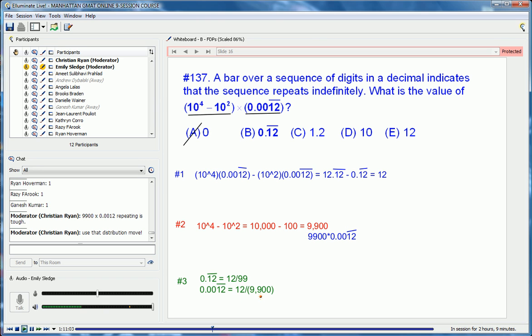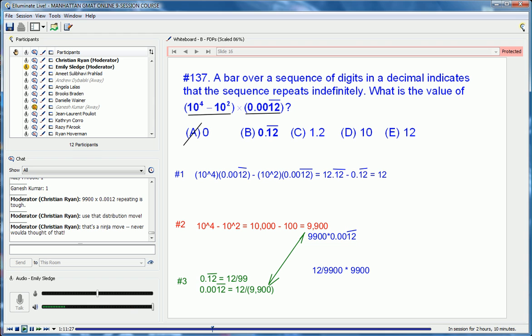So we could write this as 12 over 9,900. And if you realized that, you could put that together with method number 2 and say to yourself, well, 9,900 times 12 over 9,900, well, that conveniently cancels out, doesn't it? But it's a little bit tough to catch that, I think, first time through. And it's probably a pretty rarely applicable rule, but kind of neat.